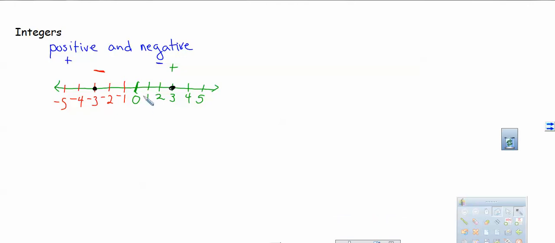But on the positives, we do not write the plus. We just say 1. If I say 1, that means +1. But if I say -4, I need the negative sign. So make sure if it's negative, you put the symbol. So what we're going to do first is compare integers. So we're going to have less than, greater than, or equal.